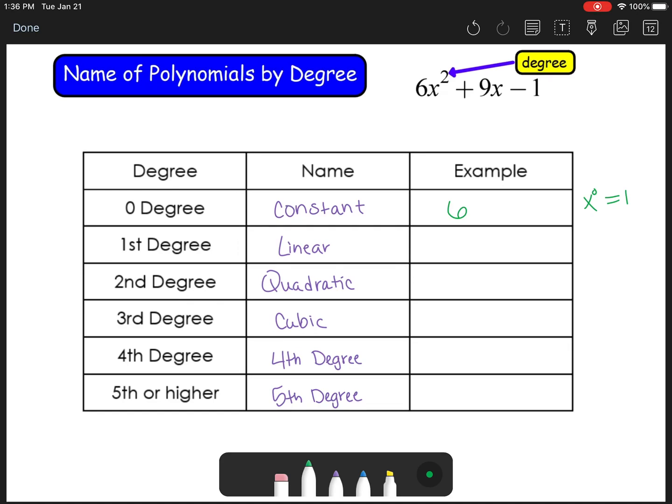First degree we call linear, and so that's what we spent most of our first semester looking at.